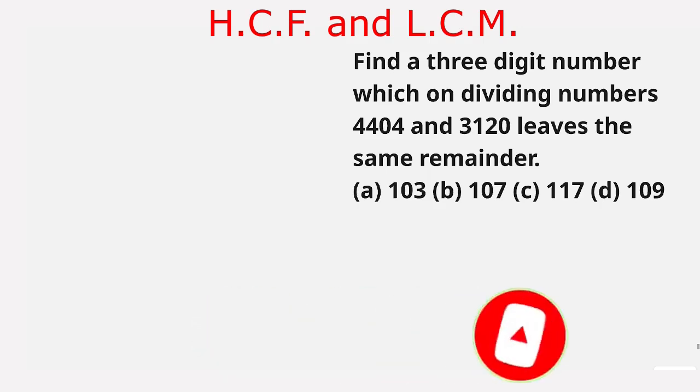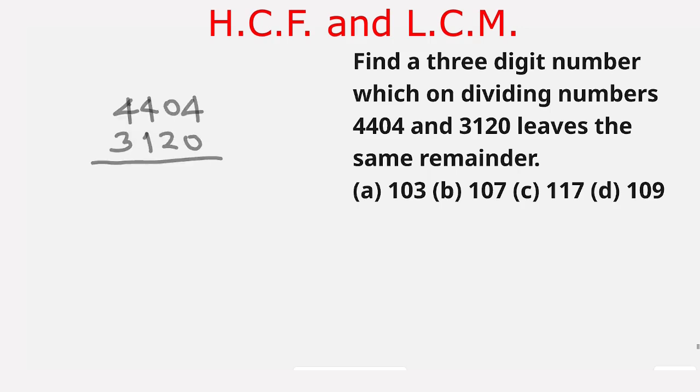As the remainder is not given, we will subtract 3120 from 4404. We get the difference 1284. Now we have to find that number from the given options. Option A 103 doesn't divide 1284 exactly. Option B 107 divides 1284 exactly. 12 times 100 is 1200 and 12 times 7 is 84.